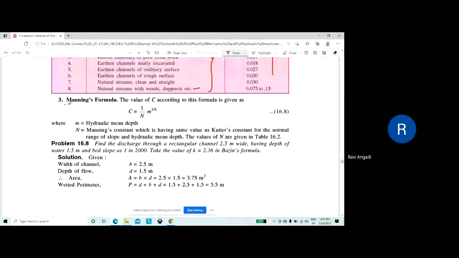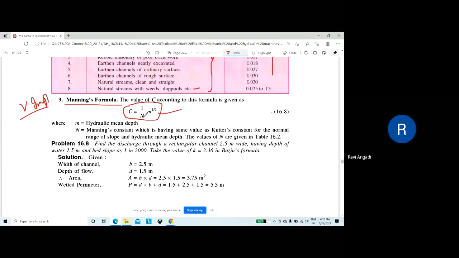Then next comes Manning's formula. This is very important for you. Manning has given a formula to calculate the value of C. It's a simple formula. According to this formula, C is equal to 1 divided by N, into M raised to 1 by 6. This is the formula Manning has used.